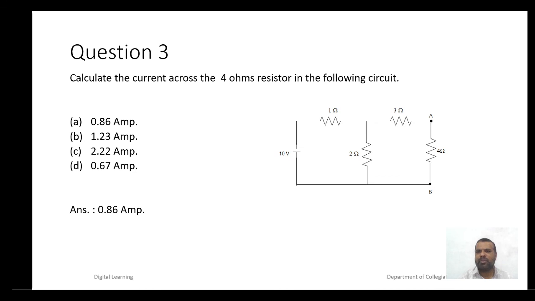Question number 3. Calculate the current across the 4 ohm resistance in the following circuit. The circuit is here. The options are A 0.86 amperes, option B 1.23 amperes, option C 2.22 amperes, option D 0.67 amperes. The correct answer is 0.86 amperes.